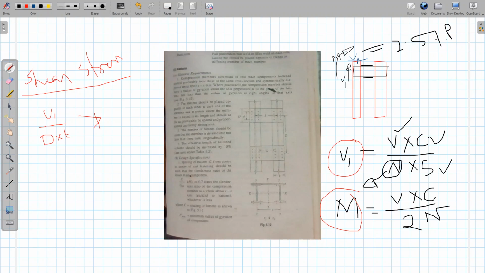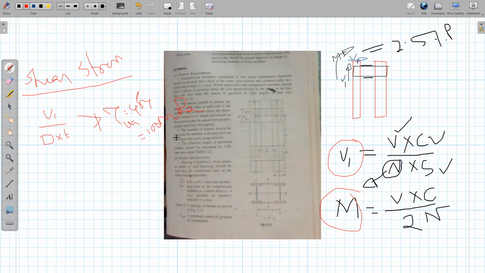permissible average shear stress, tau_vm. Okay, average shear stress is equal to 0.4 Fy. That means this value is equal to 0.4 Fy, which for Fe250 steel will be 100 MPa. So shear stress V1 divided by D into T should not be more than 100 MPa. That is one thing we got. D is the overall depth and T is the thickness.